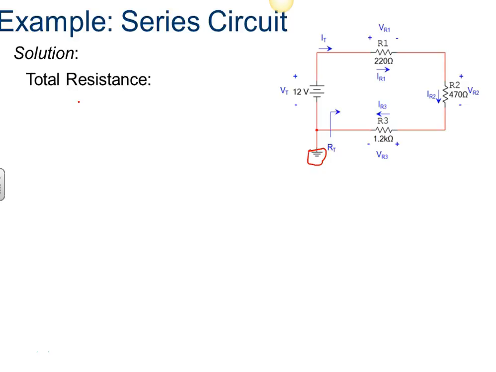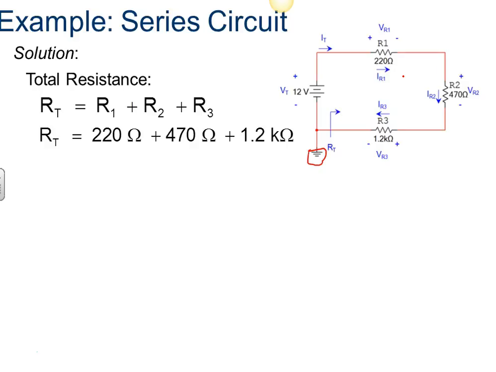Okay, so our total resistance. According to our earlier equation, the total resistance is the sum of the individual resistances. So that means we're going to sum up the R values for each of these. These values are given in either ohms or kilo ohms. Okay, so for this one, we've got 220 ohms plus 470 ohms, and then plus 1.2 kilo ohms. RT then is 1900 ohms, or 1.9 kilo ohms.